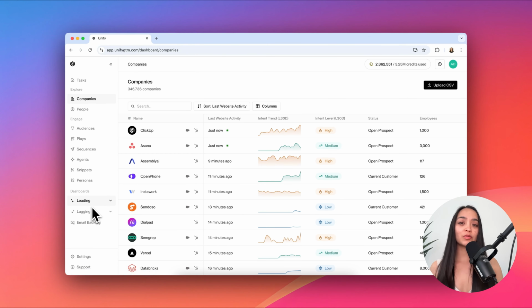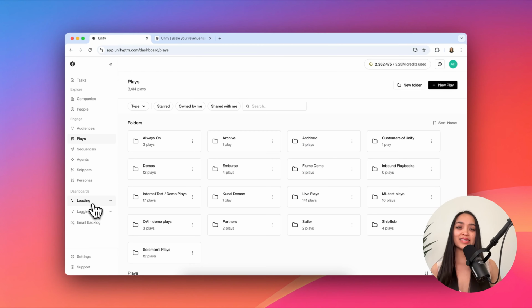And last but not least, we do have dashboards that show us leading indicators and lagging indicators of what's working and what's not working. In this setup checklist, we're going to first configure our CRM, our sending times, our exclusions, and our personas. And finally, we'll work together to define our audience, our first sequence, and our first play.